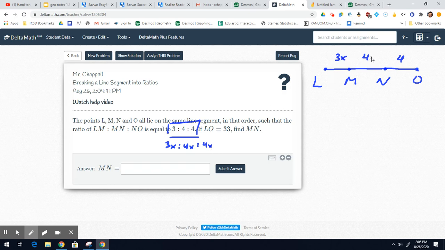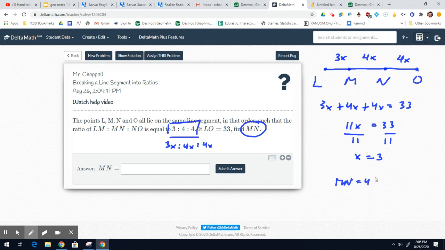And if I add x's, now I can create an algebraic problem because these three smaller segments, if I use an extended idea of the segment addition postulate, if I add those three segments together, I should get the big segment LO. And it tells you that LO is 33. Combine your like terms on the left side. This is 11x. And now I'll divide by 11. And x is 3. I'm looking for the length of MN. MN was the middle segment. It was with a 4. So MN is 4x. MN is 4 times 3. And 4 times 3 is 12.